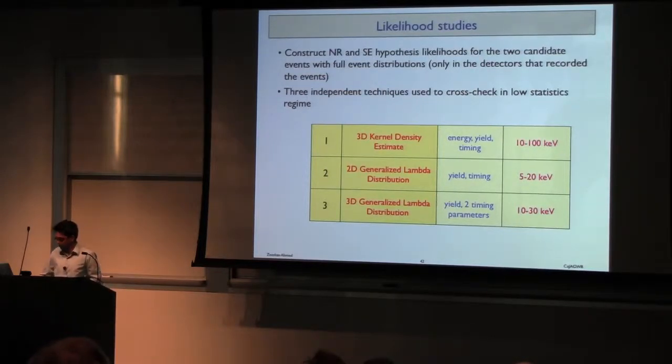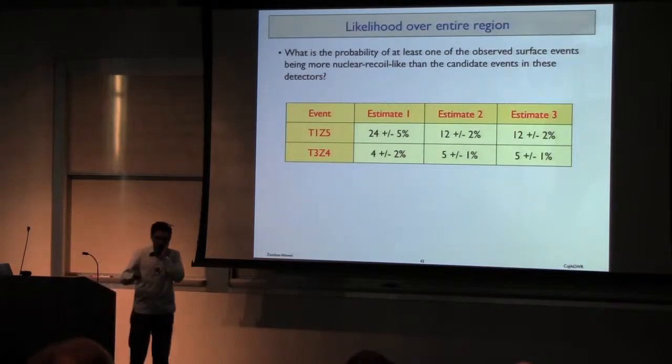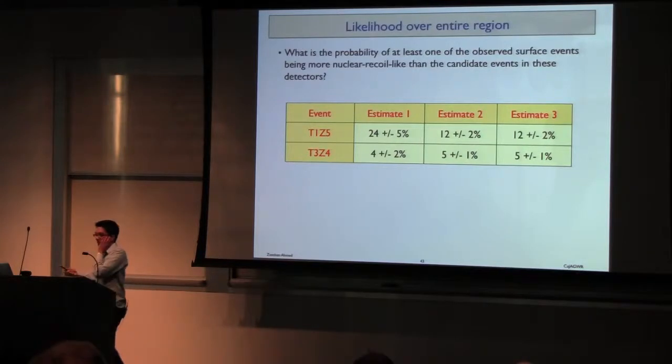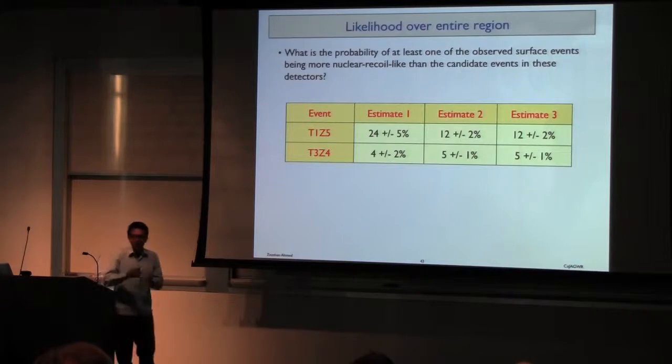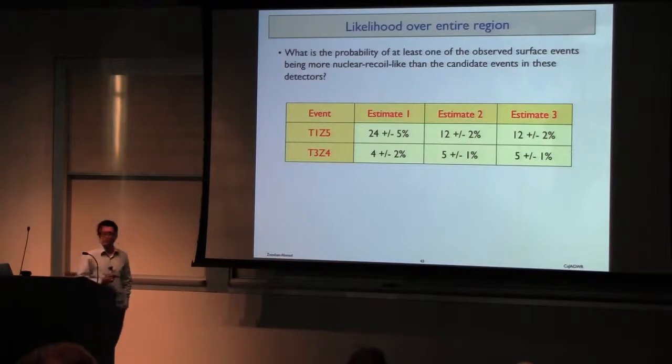Okay, so now one has to be careful about what kind of questions you ask and whether they statistically make sense. And the problem is, depending on what kind of question you ask, the answer may mislead you. So after thinking a lot about that, there's a set of questions we came up with, which we thought were interesting to ask. The first is, what is the probability that at least one of the observed surface events is more nuclear recoil-like than the candidates in these detectors?